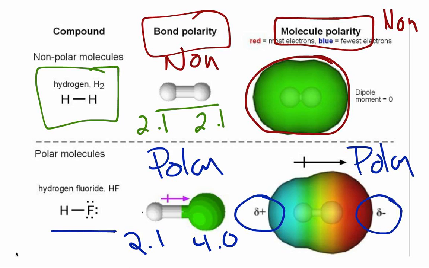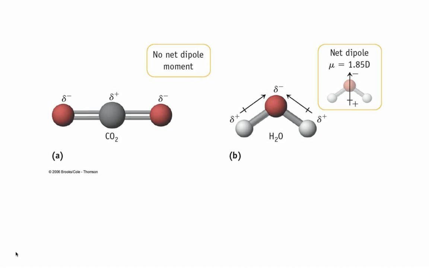Now, with that being said, not every structure with polar bonds is going to result in a polar molecule. Here's the classic example for one that doesn't. It's CO2. Now, CO2 has a carbon in the middle. Carbon has an electronegativity, I believe, of about 2.5. Oxygen is 3, so there are bond dipoles in this compound.